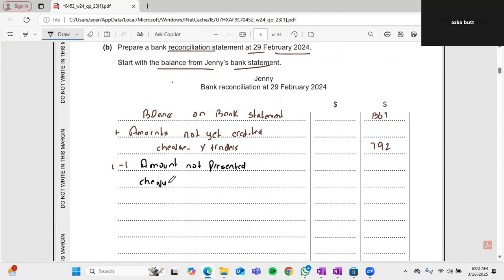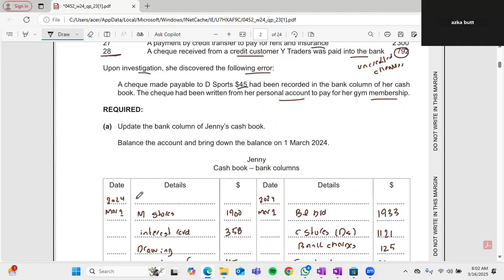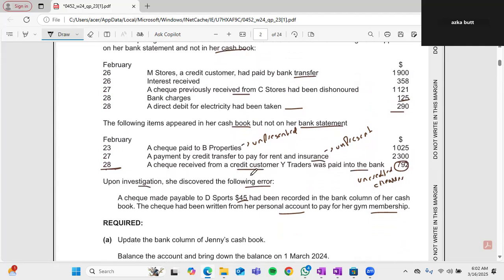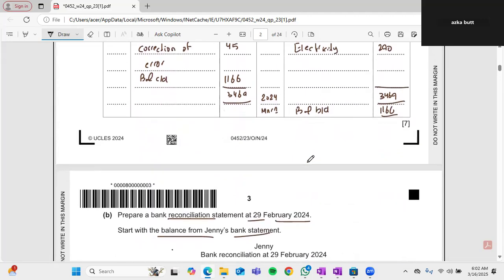First is the check to B properties. And the next one is the credit transfer. The first unpresented check was the check paid to B properties, and the next one is the payment by credit transfer to pay for rent and insurance, which is 2300. Okay.